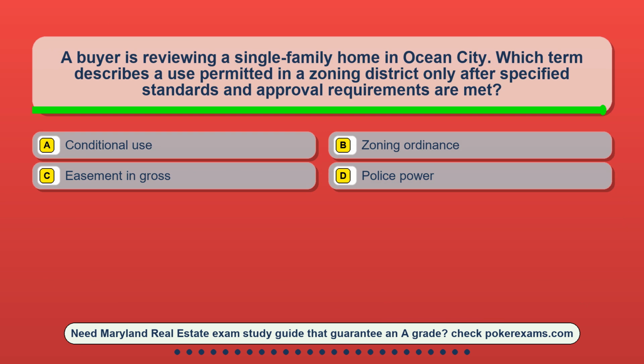Question 21. A buyer is reviewing a single-family home in Ocean City. Which term describes a use permitted in a zoning district only after specified standards and approval requirements are met? Option A, conditional use. Option B, zoning ordinance. Option C, easement in gross. Option D, police power.